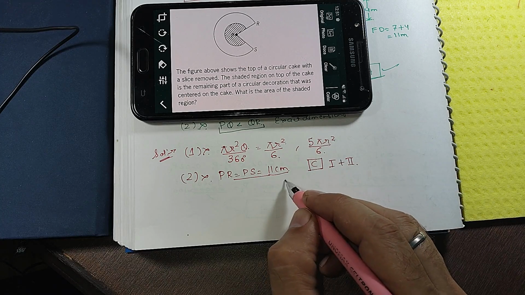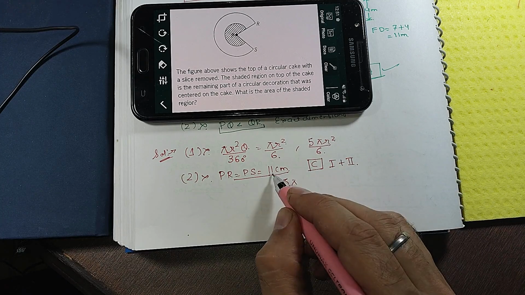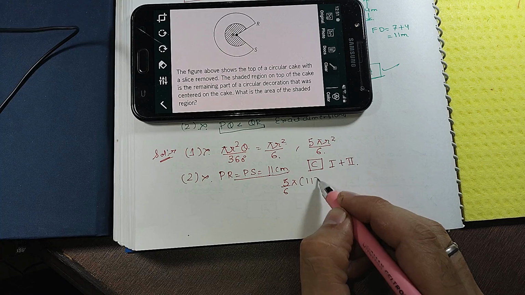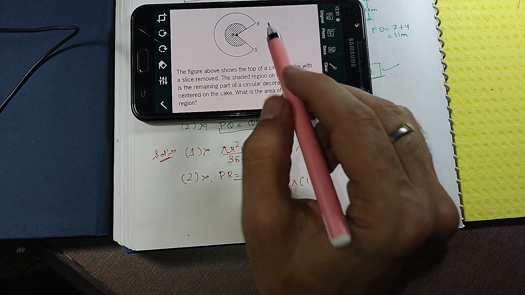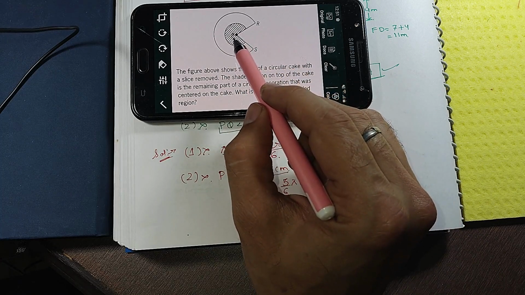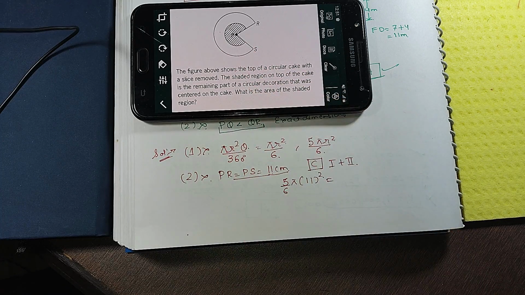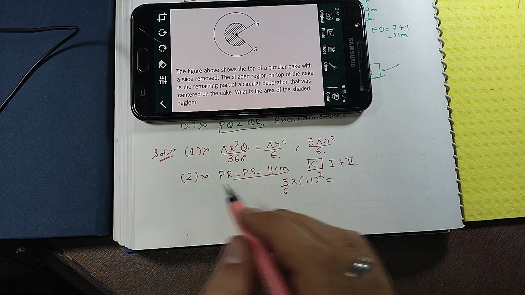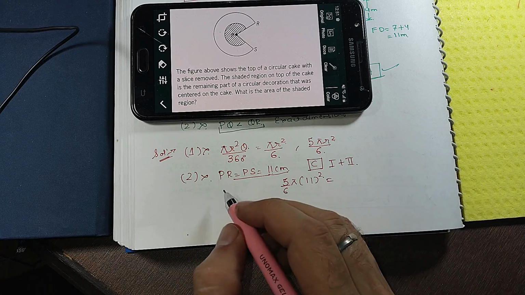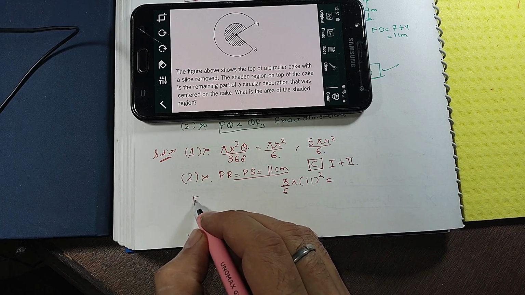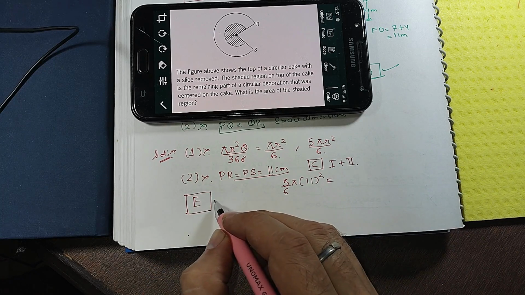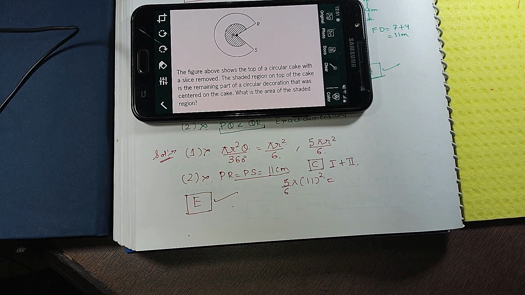Now we'll move to statement C, which says combining statements 1 and 2, what we will get. So first we will be getting 5 by 6 pi r square, and with the help of this I can put the value of r equal to this. So when I find this, the area will be equal to the whole area, which is shaded area plus this area, but we are not able to find the shaded area again, right? So with the given information, statements 1 and 2 are also not sufficient. So we will say that both the statements are not sufficient to answer this question. Statement E is the right answer.